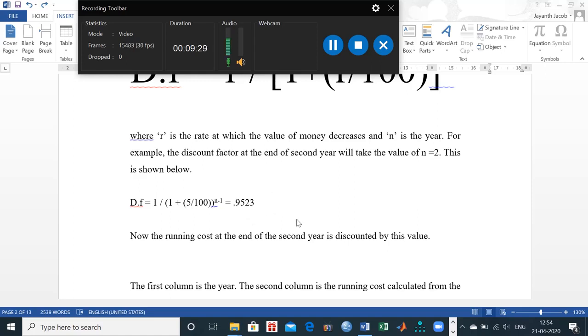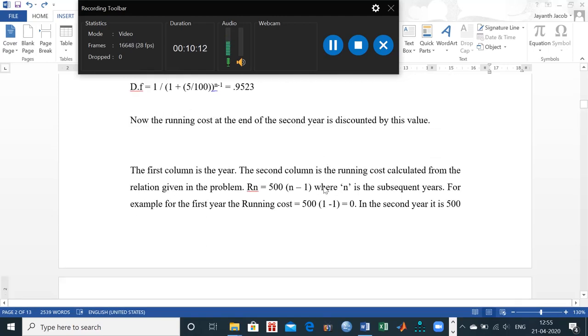So in the first year it would have been 1, because the n value would have been 1 here. So 1 divided by (1 plus 5 by 100) to the power of 1 minus 1 would have been 0 here. So the entire term would have been 1 in the denominator. So 1 divided by 1, the discount factor at the end of the first year would have been 1. But the discount factor at the end of the second year, where n is replaced by 2, so it is 2 minus 1, 1 here. So it is 1 divided by 1.05. The discount factor is 0.9523 at the end of the second year in this particular problem.